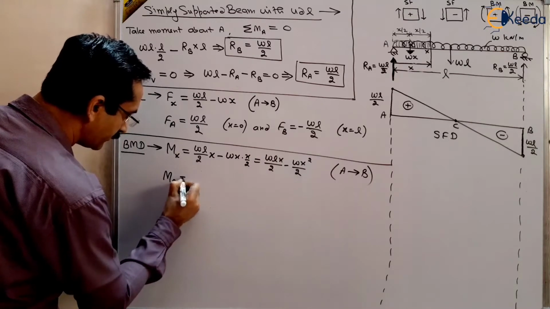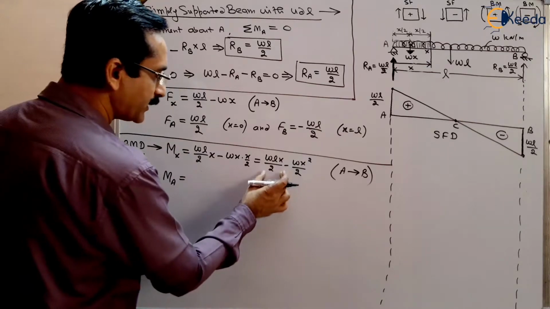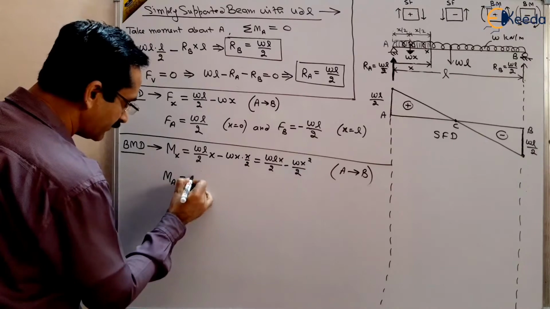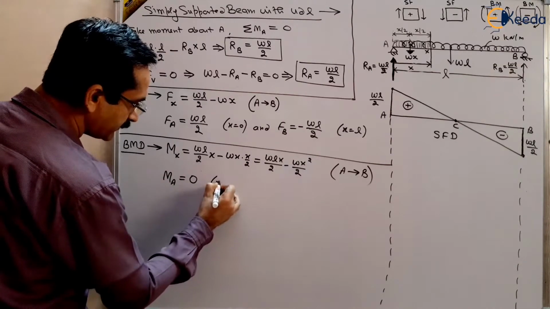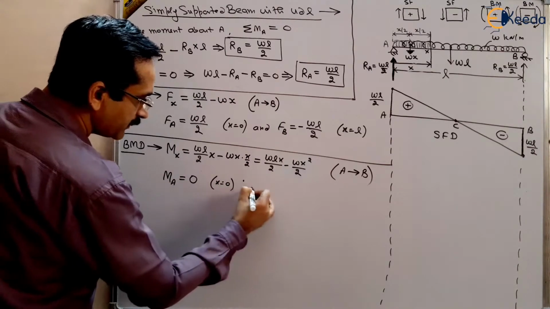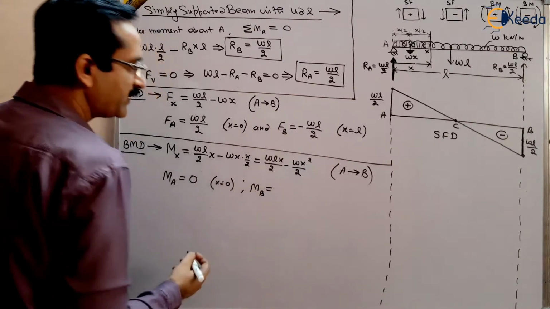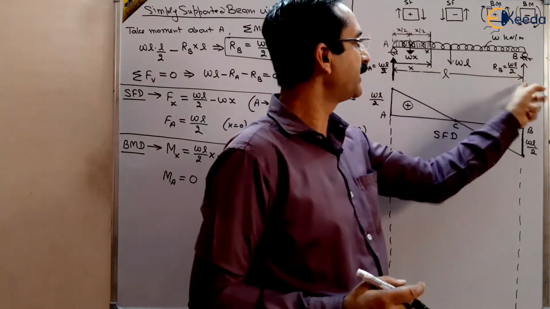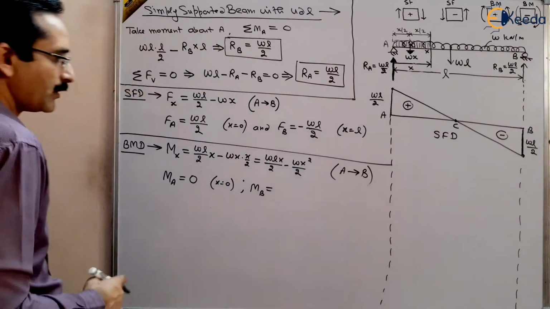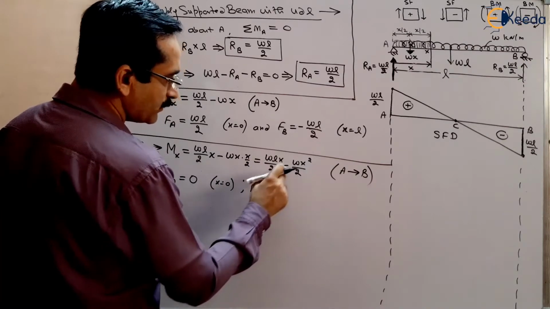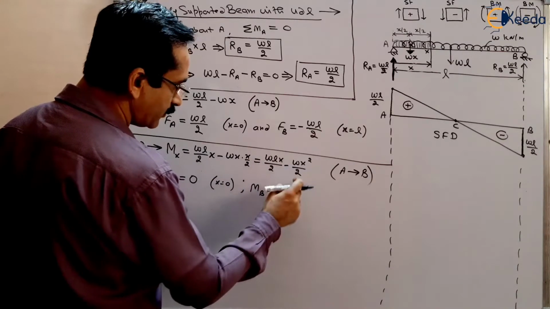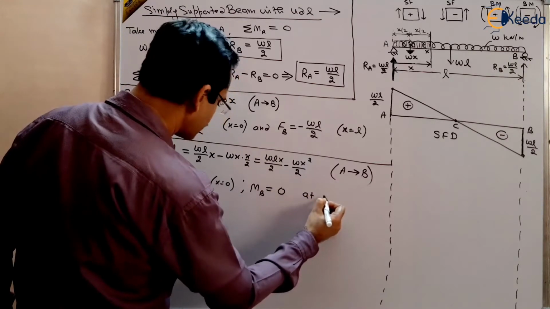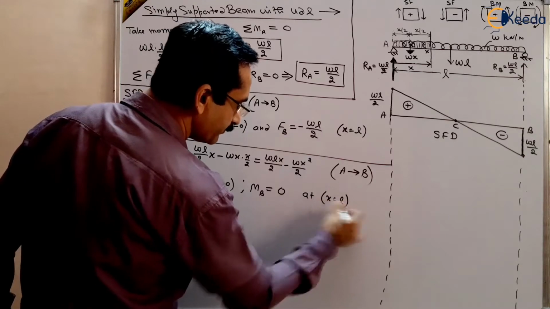So MA is at x equal to 0. Put x equal to 0 here, you will get this term 0, and MA will be equal to 0 at x equal to 0. Another is MB, at x equal to L. At B point, the length of x will be L, the entire length of the beam. So it is WL square by 2 minus WL square by 2. Again, MB will be 0 at x equal to L, right?